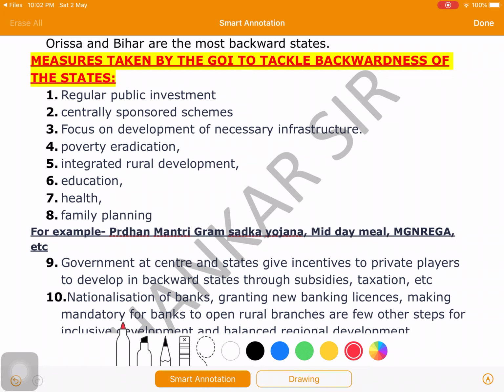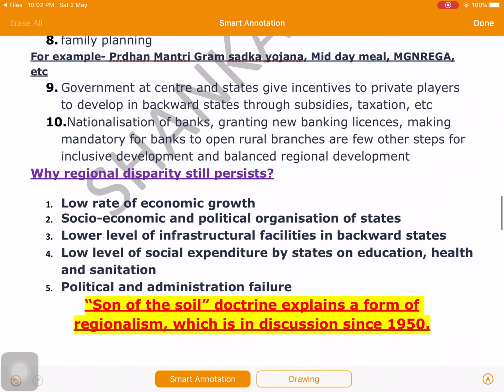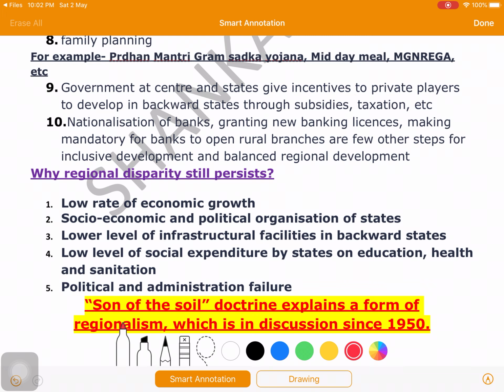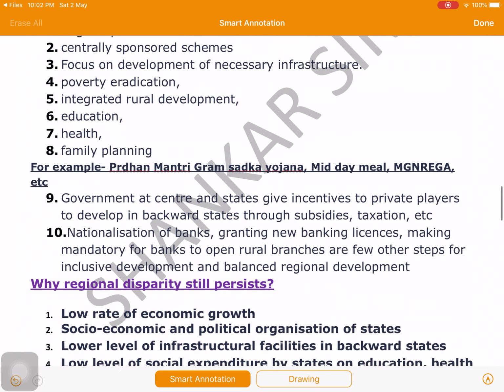Nationalization of banks, granting new banking licenses like Bharatiya Mahila Bank in the recent past, and also making it mandatory for the banks to open rural branches. RRBs came into the picture. These are a few other steps for inclusive development and balanced regional development. So these are all the steps and measures taken by the central government in order to tackle the backwardness of the states.